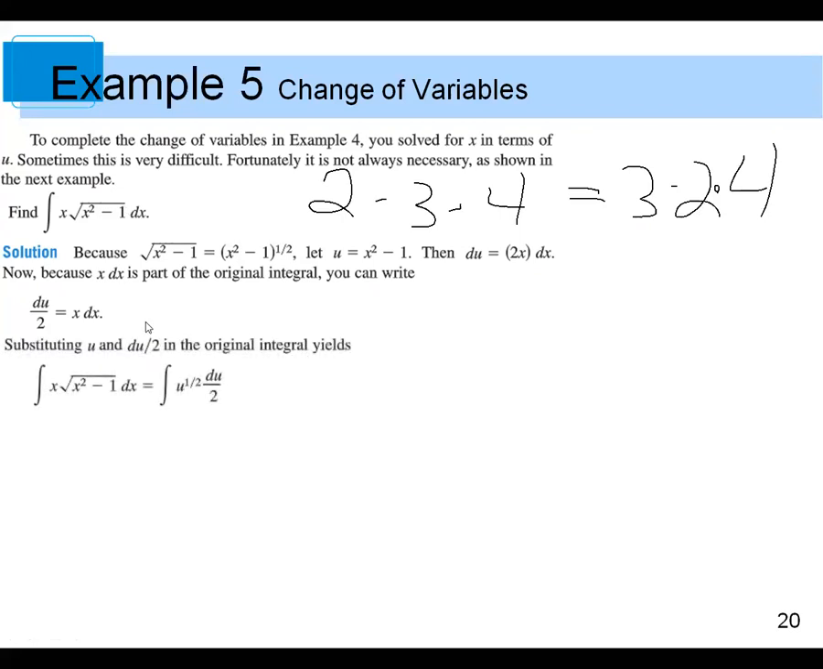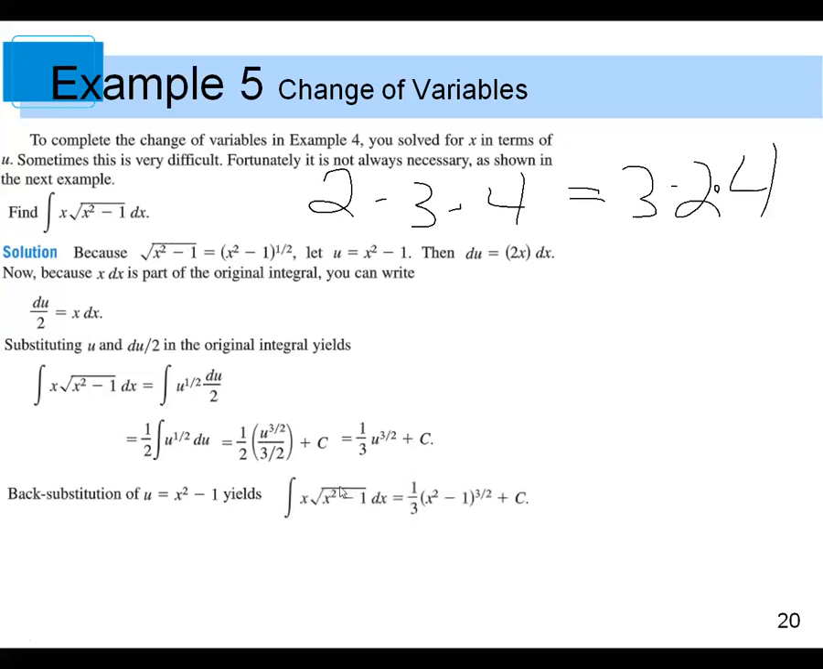So the integral becomes the integral of 1/2 du over 2. So you can factor out the half, add 1 to the exponent, divide by the new exponent, multiply by the 1/2 that you factored out. Simplify those, and you would get 1/3 u to the 3 halves, and then back substitute the x squared minus 1, and you'd have 1/3 quantity x squared minus 1 to the 3 halves power plus c.